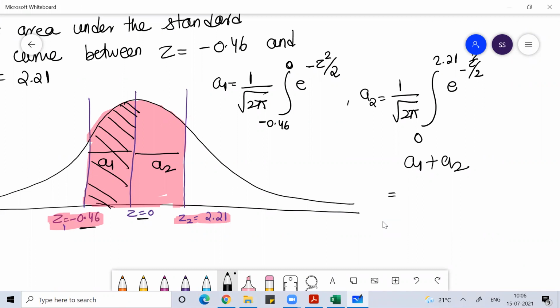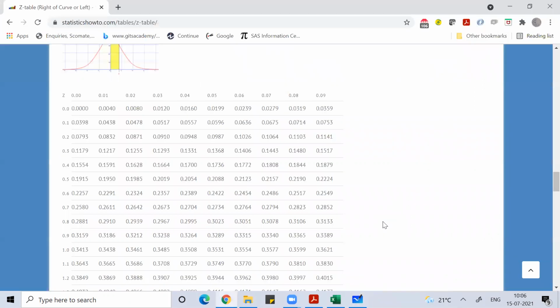So 0.46 means, when you look row-wise, see the 0.4 value, and column-wise see 0.06. So 0.4 and then 0.06. If you look, you'll get the value 0.1772. Can you see this, guys? 0.1772. Can you see this value?